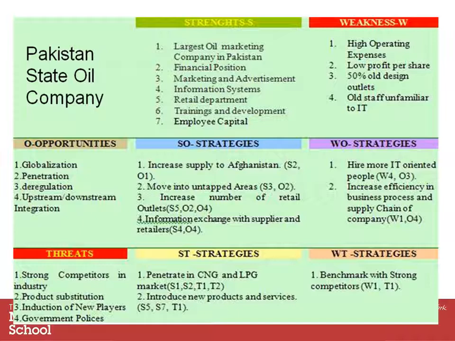On the weakness side, it could have high operating expenses, so it could look to increase efficiency in the business process stream to take advantage of an opportunity for upstream and downstream integration. So if it could actually merge in the supply chain, it might be able to reduce some of its costs. A weakness and threat is strong competitors, and it has high operating expenses. Maybe it should benchmark against its competitors and see where it could actually do something about that.